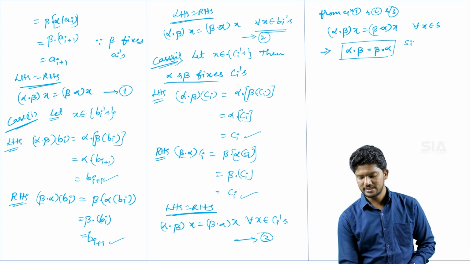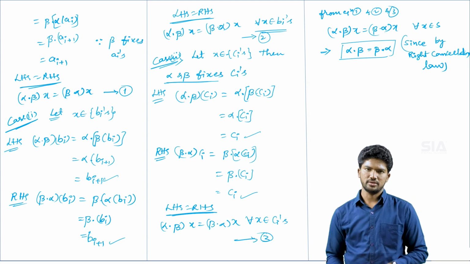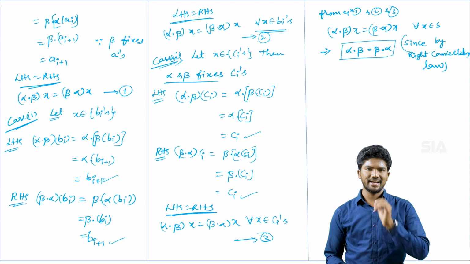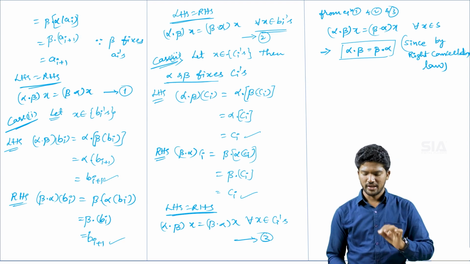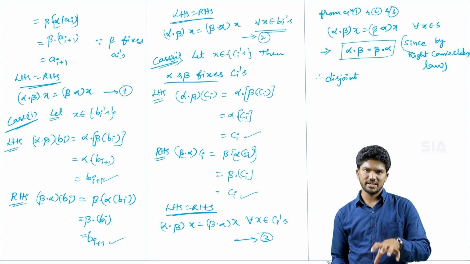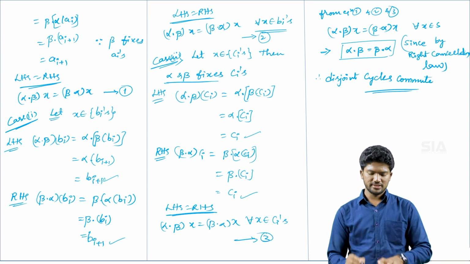You have to mention that since by right cancellation law. Why? Because we are using algebra conditions only to solve the algebra theorem. So since by right cancellation law we are getting alpha into beta is equal to beta into alpha, this gives that disjoint cycles commute. Where alpha and beta are disjoint cycles, disjoint cycles commute and satisfy the commutative property. So this is the proof of the theorem.